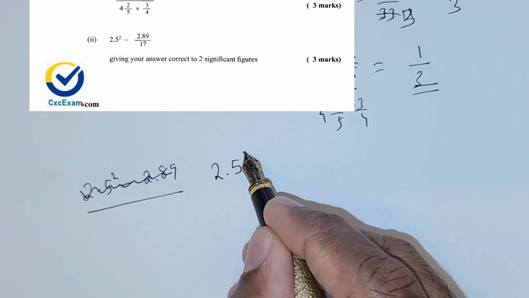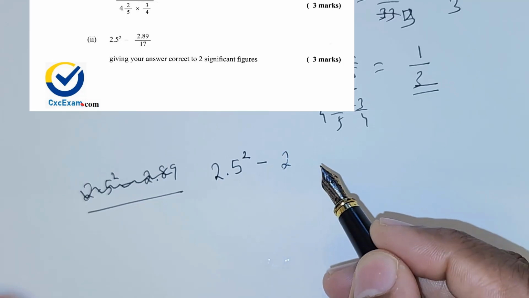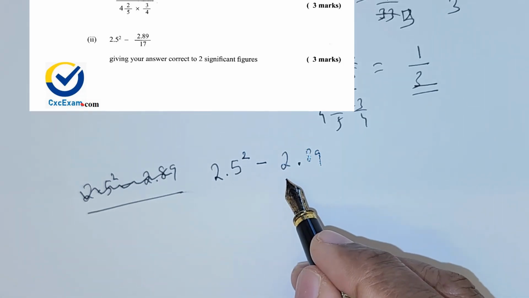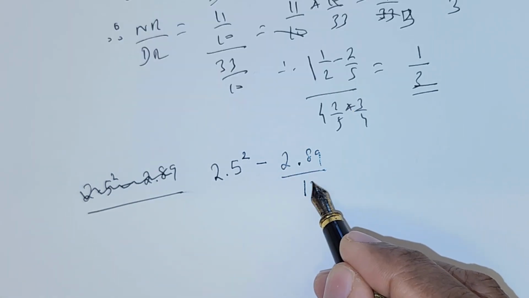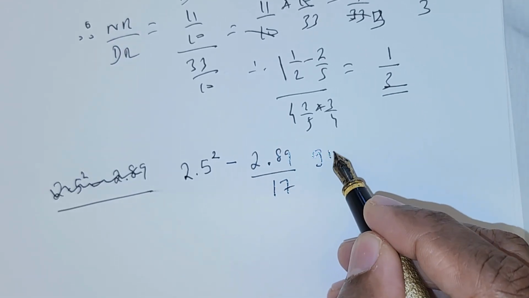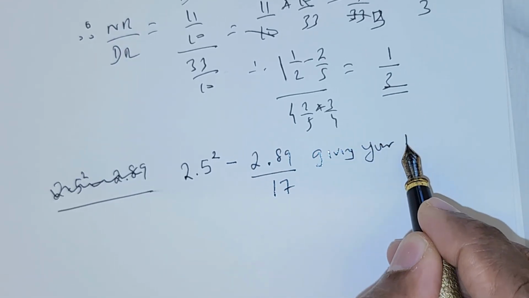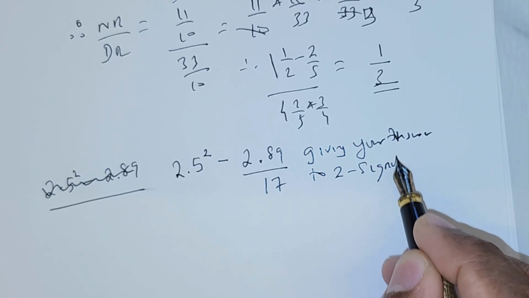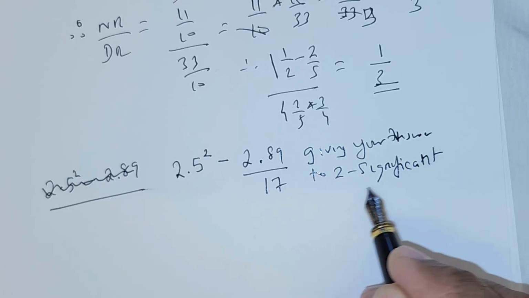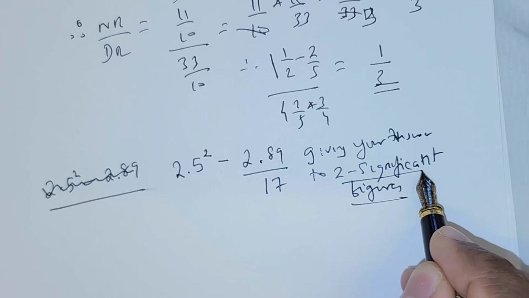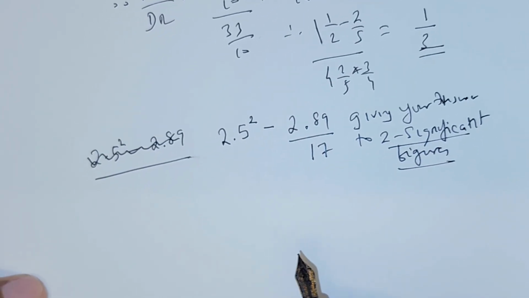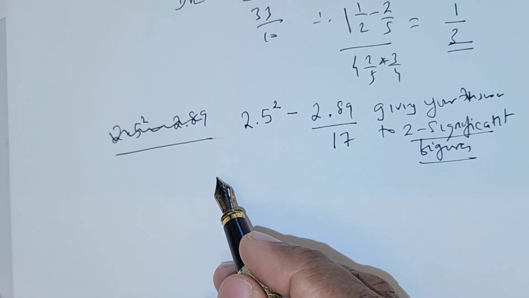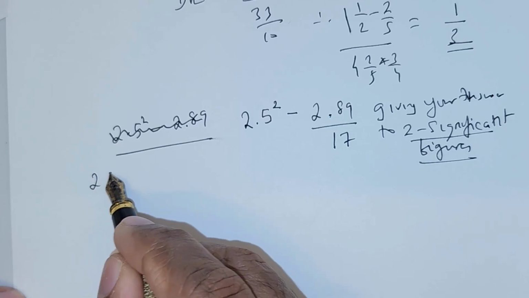So (2.5 squared − 2.89) over 17. The question says to give your answer to two significant figures. Okay, this is the keyword. So how are we going to solve this? Now 2.5, I'm going to take it as 25.